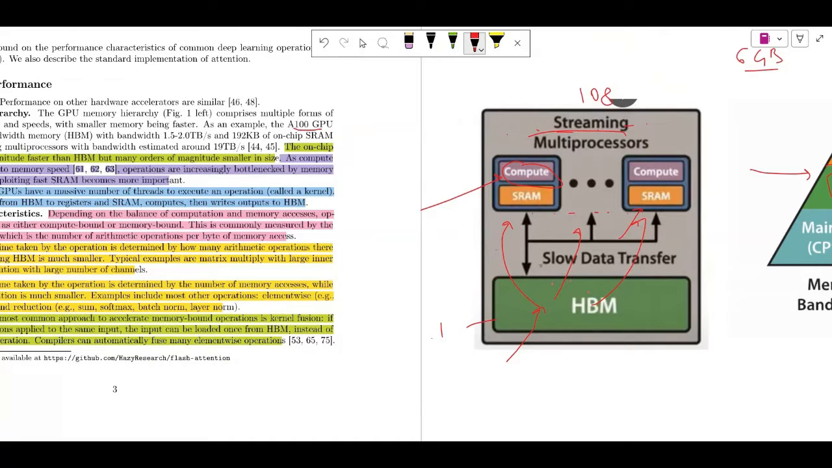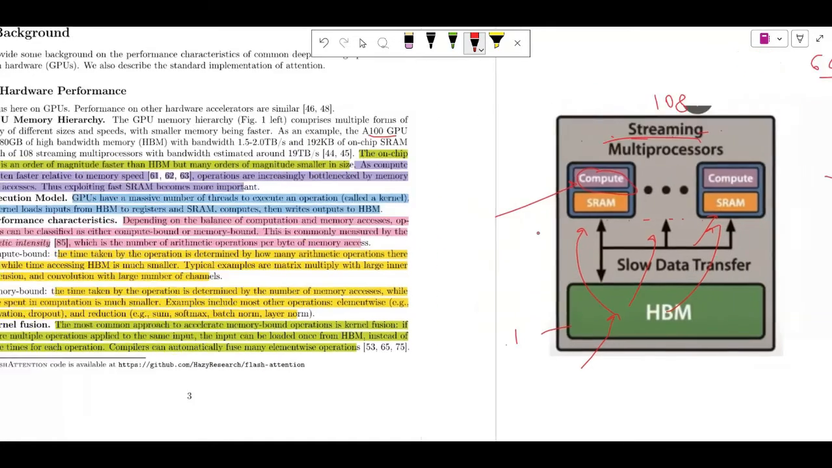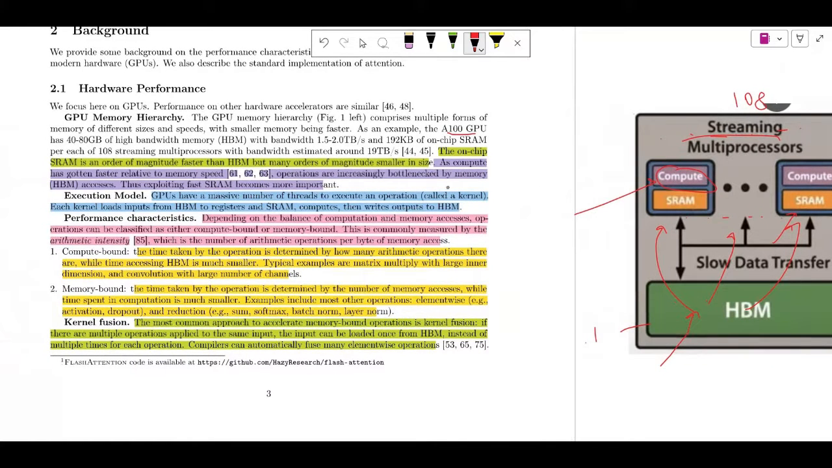But this transfer is very slow. So this transfer from HBM to SRAM is very slow, and this is one of the main bottlenecks, because they say that compute has gotten faster relative to memory speed. Operations are increasingly being bottlenecked by HBM accesses, thus exploiting SRAM becomes more important.